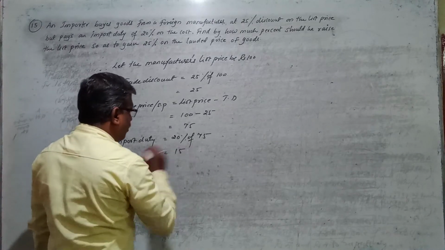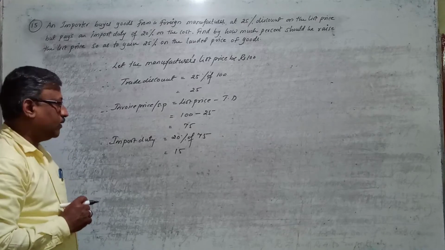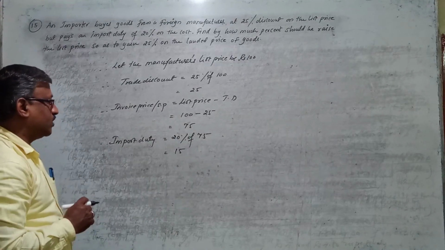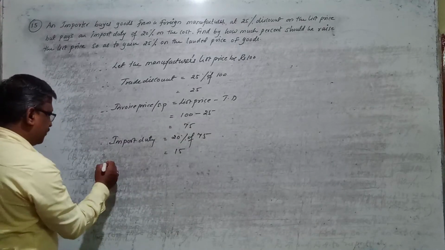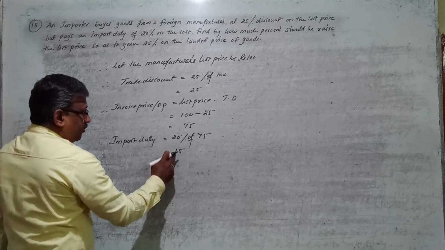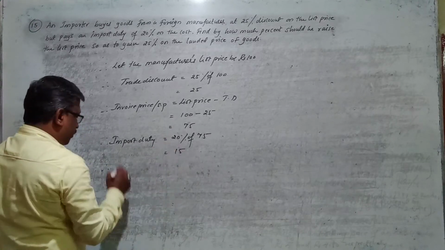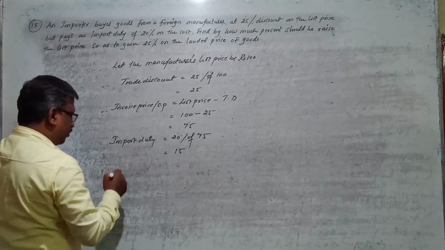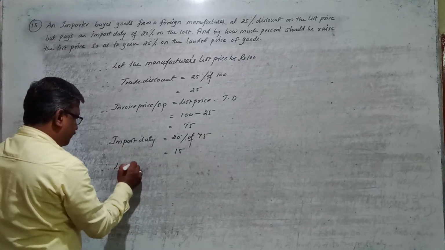20%. So it comes to how much? 15 rupees. Right? 20% of 75 rupees comes to 15 rupees. So this is also an expense to the importer. So now what do you have to find? You have to find out the total cost. That is called the landed cost.